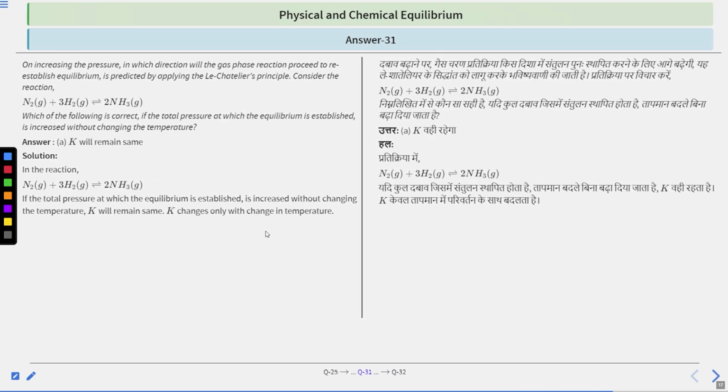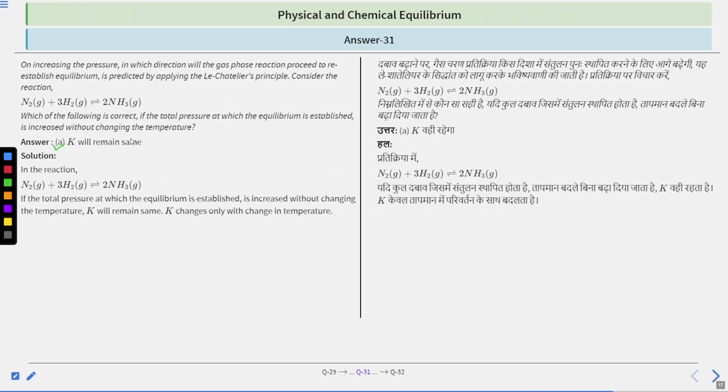Okay, so the correct answer is option A, that is, K will remain same. In the reaction N2 plus 3H2 gives 2NH3, if the total pressure at which equilibrium is established is increased without changing the temperature, you can see the temperature is not changing. So K will remain same, because K changes only when the temperature is changed. K is only dependent on the temperature. As it is mentioned that the temperature is not changing, K will also remain same. Hence option A is the correct answer.